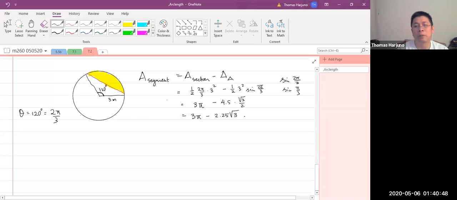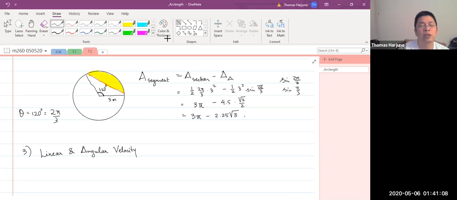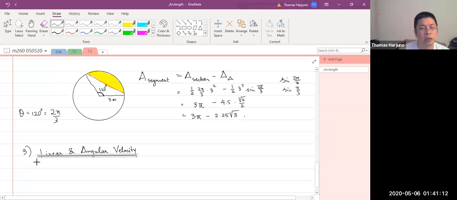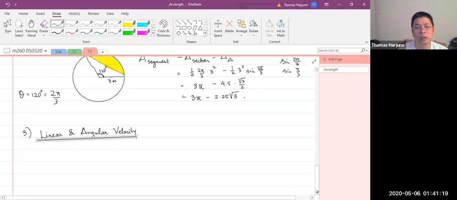Now, the third part from this section is on linear velocity and angular velocity. In the textbook that we use at SMC, they call that speed instead of velocity. It's supposed to be velocity, by the way, not speed. Angular velocity, linear velocity.